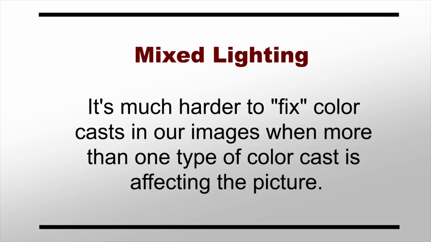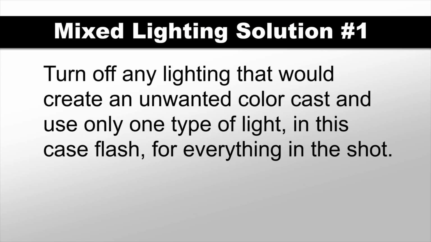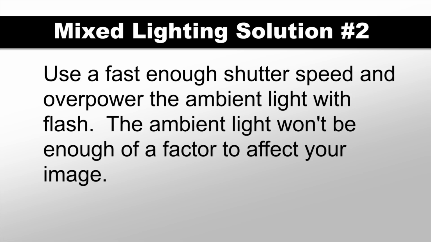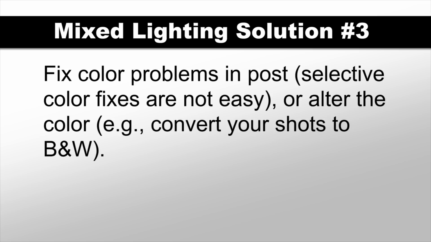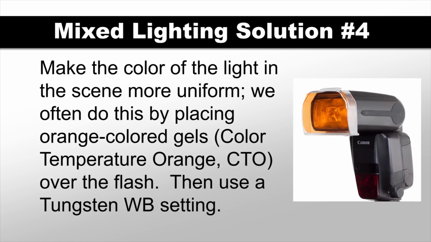For portraiture, there are several solutions to this problem. One way to deal with this: turn off any lighting that would create an unwanted color cast and use only one type of light, in this case flash, for everything in the shot. 2. Use a fast enough shutter speed and overpower the ambient light with flash. In this case, the ambient won't be enough of a factor to affect your image. 3. You can fix color problems in post or alter the color. For example, convert your shots to black and white. And finally, make the color of the light in the scene more uniform.